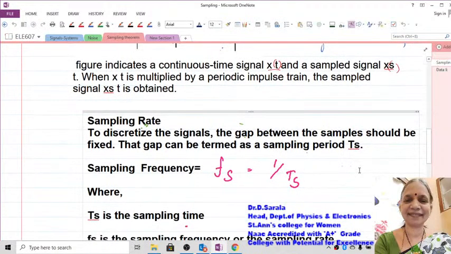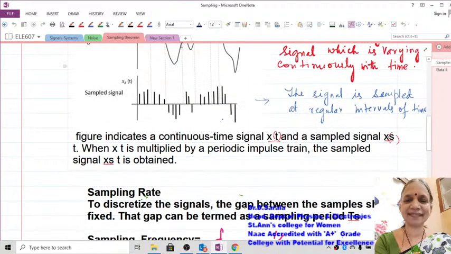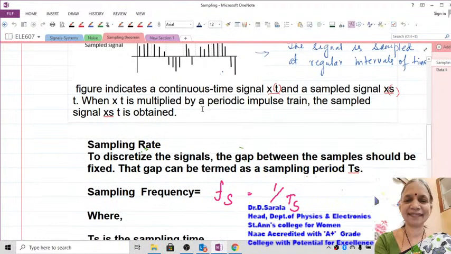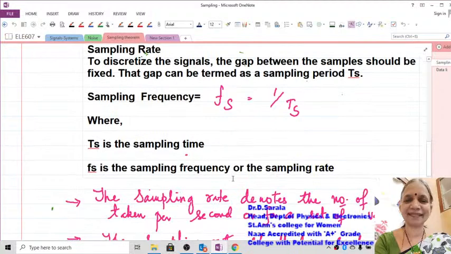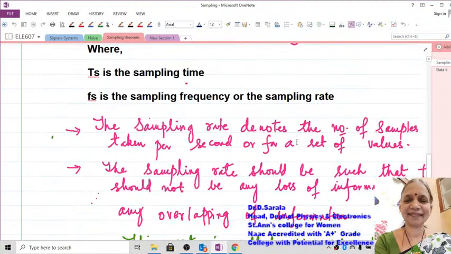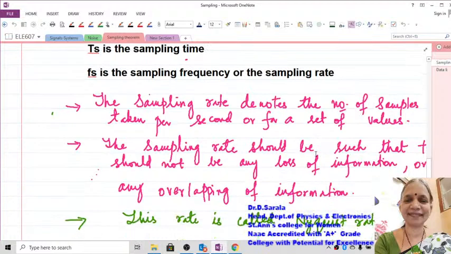Let's take a few definitions here. One is sampling rate. You are converting an analog signal to a digital signal and you are collecting the samples at some regular intervals of time. So what is this interval? That is a gap. This gap between the samples should be fixed. And the gap is termed the sampling period, which is the reciprocal of the sampling frequency. The sampling rate denotes the number of samples taken per second or for a set of values.